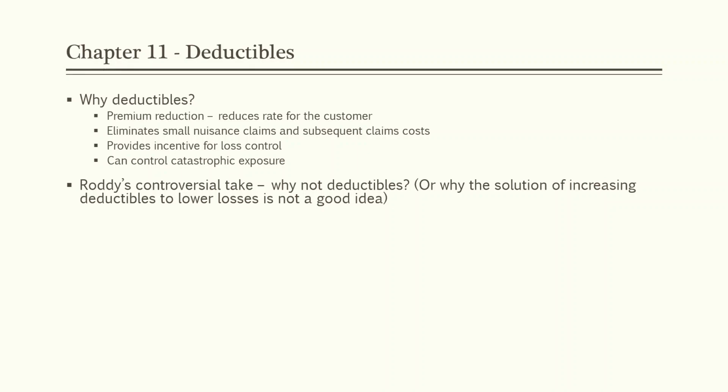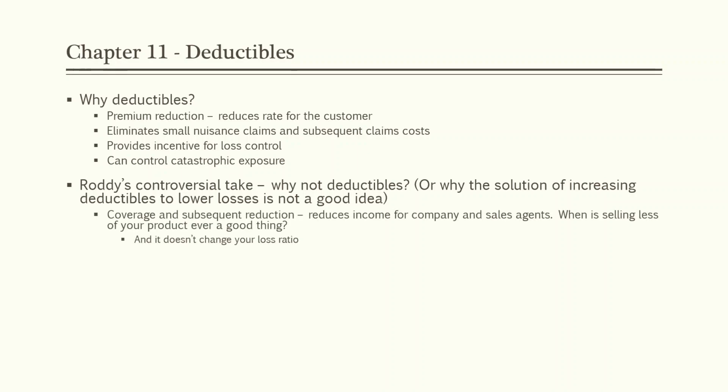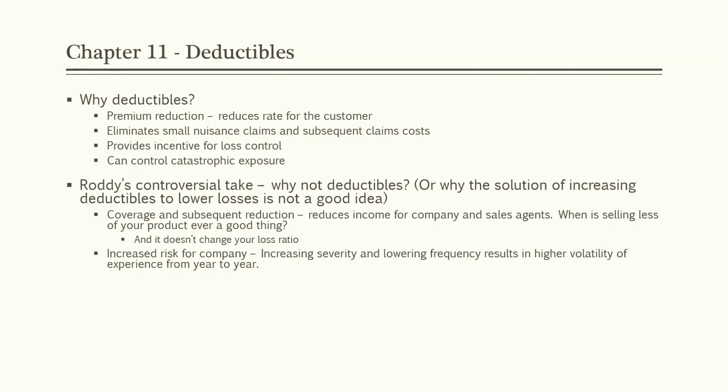But why is it not a good idea? So first of all, the higher the deductibles, the lower the premiums because you are selling less coverage. If you raise deductibles from a low number to a high number, it reduces coverage, it reduces income for the company, and it reduces income for your sales agents, meaning it reduces their commissions. So why is selling less of your product ever a good thing? So you're controlling your losses, but you're also decreasing your premiums. It's also increased risk for the company.